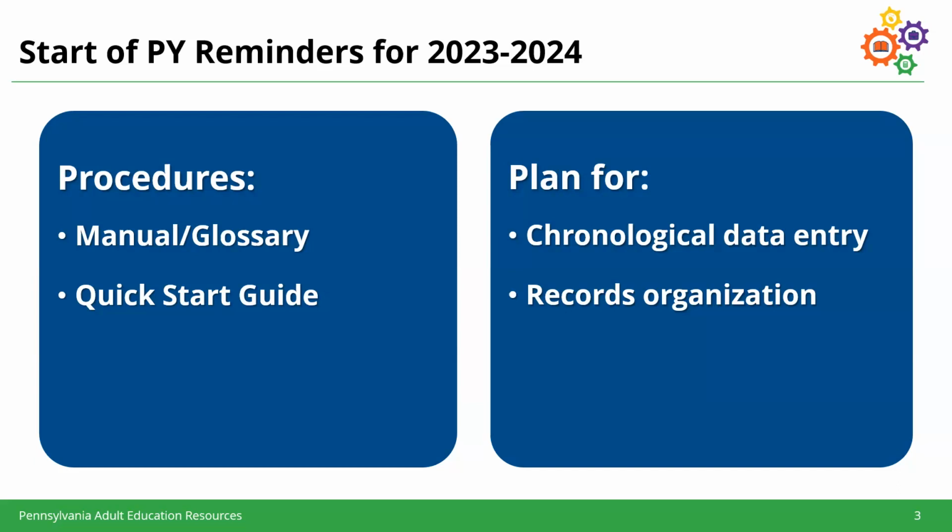there's a record order suggestion located in the manual glossary, and it basically says what kinds of records to create first. You want to start with class records, then staff, then adult, and then so on down the line. And that just simply prevents a lot of backtracking.